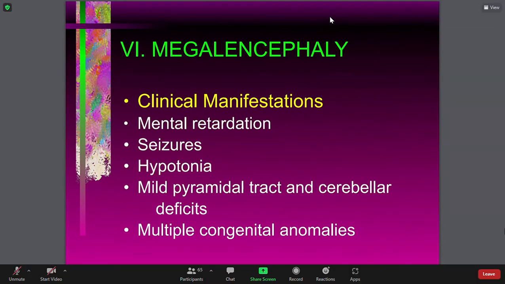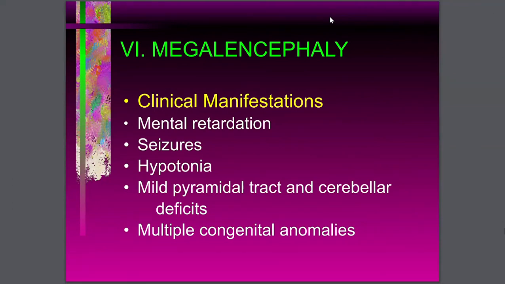So clinical manifestations of a patient with megalencephaly. So there may be mental retardation, seizures, hypotonia, mild pyramidal signs and cerebral deficit. So meaning there may be spasticity, rigidity. There may be problems in the balance, in the gait, and there may be other associated multiple congenital anomalies, no? Affecting the other parts of the body, not only the brain. Next slide, please.